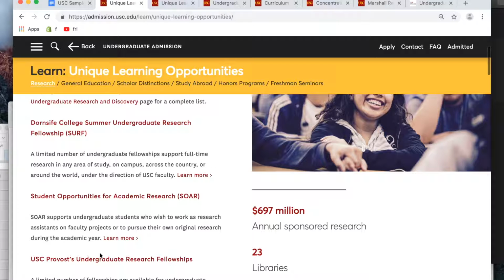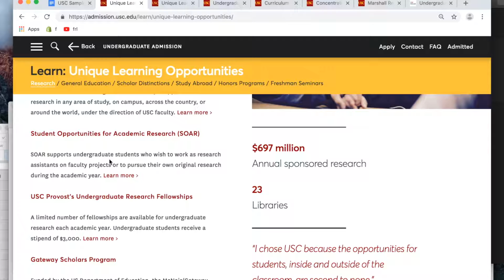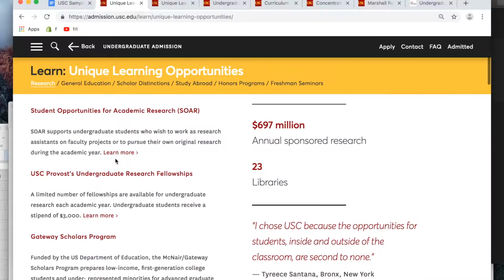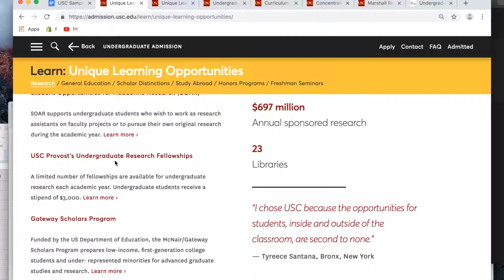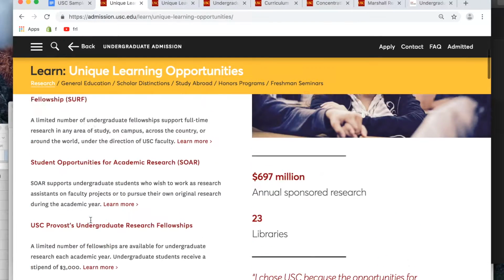They also have a lot of fellowship programs. The first one is the SURF program, which is the Summer Undergraduate Research Fellowship program that students can join. The second one is Student Opportunities for Academic Research, or SOAR. They also have the Undergraduate Research Fellowship. They also have the Gateway Scholars Program.